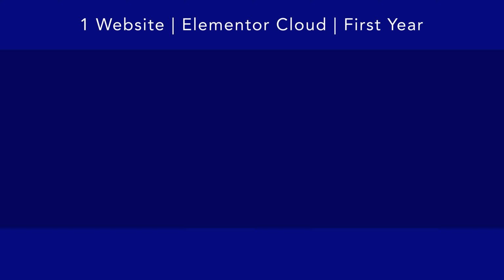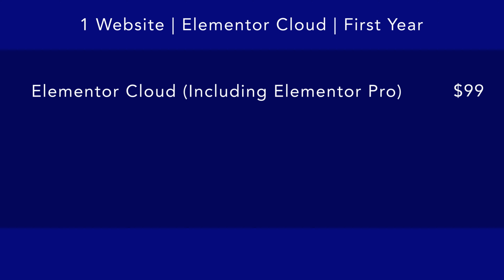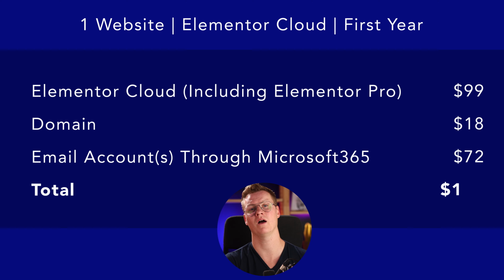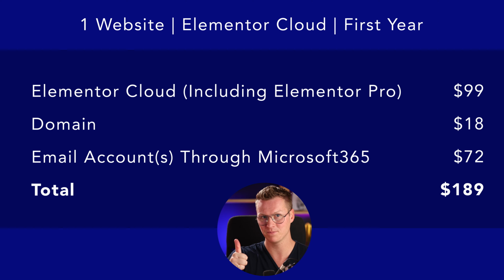So if you buy web hosting, you need to buy another domain, which costs around $18. And then you need to buy something else to create an email account with that domain, like info@yourdomain.com. So all prices together will be $99 for one website for Elementor Pro and web hosting, $18 for your domain, and $72 for Microsoft 365. That means that in your first year, you'll pay a total of $189 for a domain name, web hosting, Elementor Pro, and email accounts.